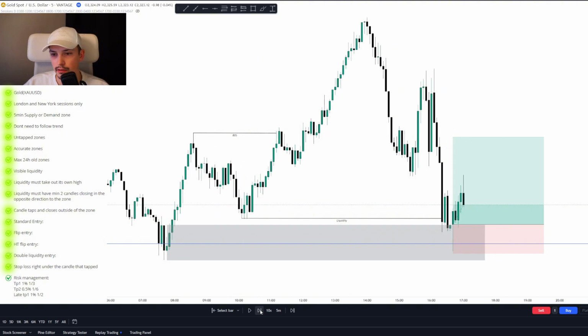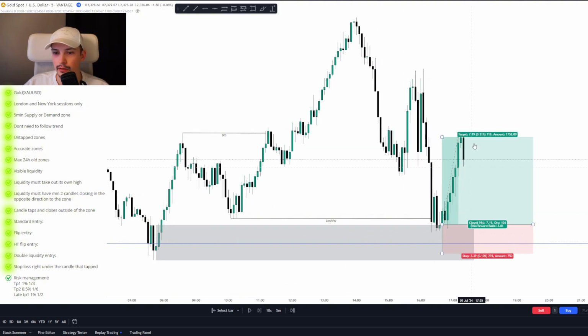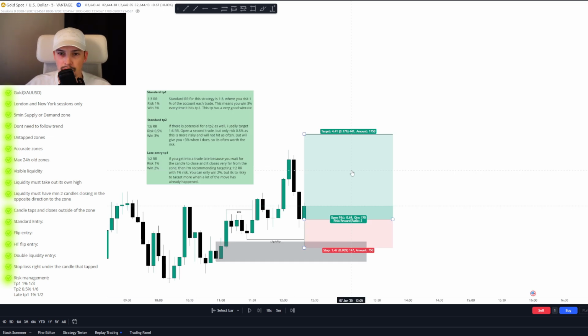So now you can see that price reacts very well from this area. The standard risk to reward for this strategy is 1 to 3, where you risk 1% of each trade, and this means when you win, you win 3%. So this is pretty standard, it often hits. It's a very good win rate on this one.